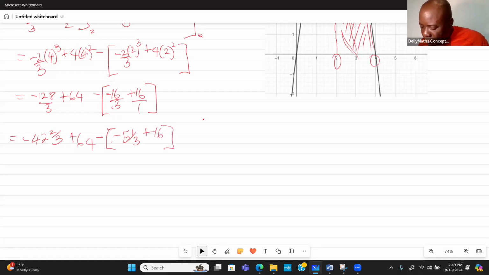If I have -42 and 2/3 plus 64, that's going to give me 21 and a third, right? So that's going to give me 21 and a third right there. Here, this is going to give me minus 10 and 2/3 because -5 and a third with the 16 is going to give me -10 and 2/3, right?